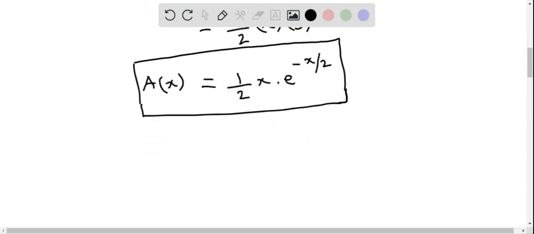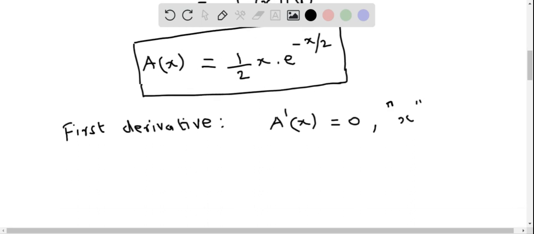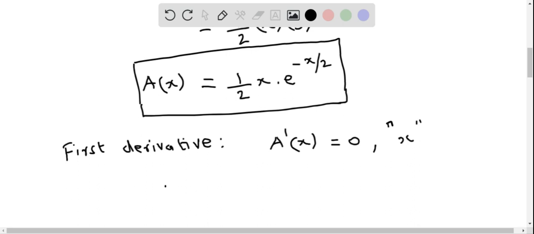So now we are going to utilize calculus, that is the first derivative, to find the critical point. To find the critical point, we have to find A prime of x, which is the first derivative of the function A of x, set it equal to 0, and then determine x. So let's do that. I'm going to use this area function and find its derivative. So let me find the first derivative of this function, which is A prime of x. Here I have to utilize the product rule because it's a product of two functions, half x and e power minus x by 2.